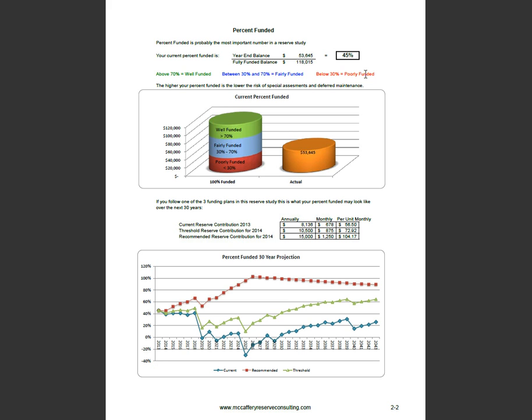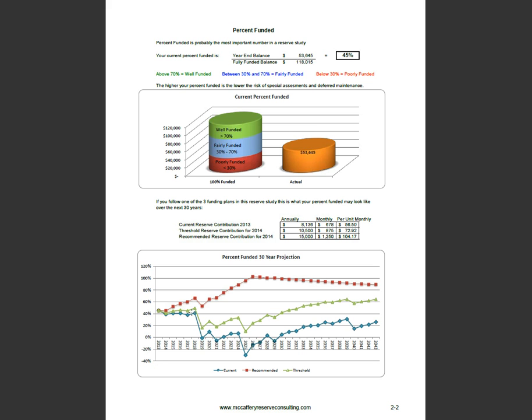In general, below 30% is considered poorly funded, between 30 and 70% is considered fairly funded, and above 70% is considered well funded. This chart here makes it real easy to see where your association stands. The lower chart shows where your association's percent funded will likely be over the next 30 years if they follow one of the 3 funding plans included in this report.